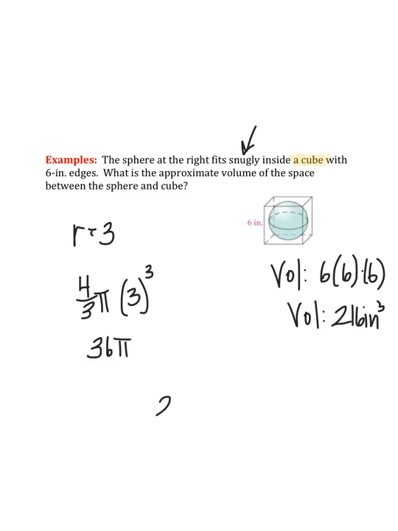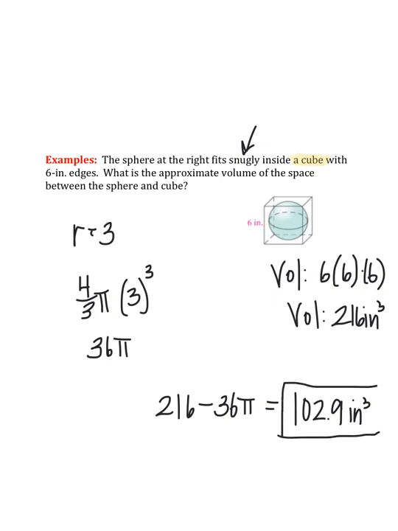So I'm going to grab my calculator, and I'm going to do 216 minus 36 pi. I'm going to get a decimal, and that decimal is 102.9 inches cubed. So that space there, kind of in the corners, if you will, the amount that it takes up is 102.9. Again, to find that blank space, I would need to subtract the volume of the sphere from the volume of the total cube.